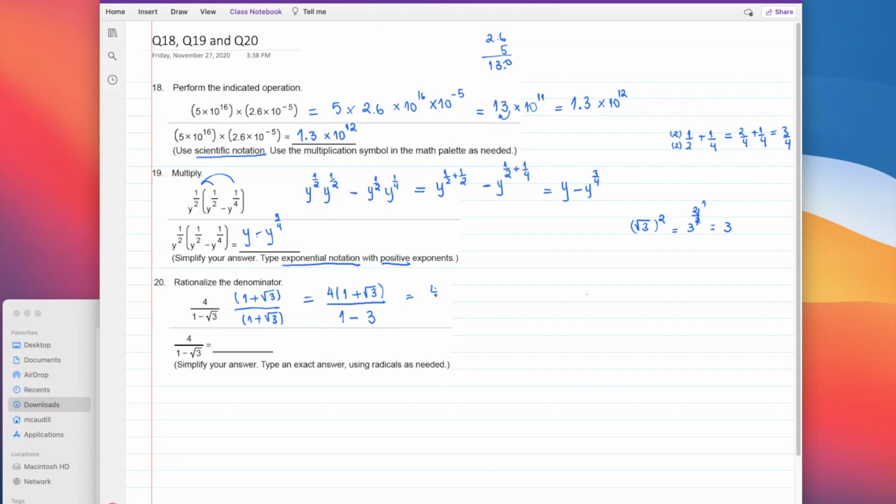Now I'm still not distributing this because I see that I can have a -2 on the denominator, and then I can simplify those two because there is a multiplication here. And then I will have -2. 4 divided by -2 is -2, times 1 plus the square root of 3. This can be your final answer, or if you want, distribute and write it like that.